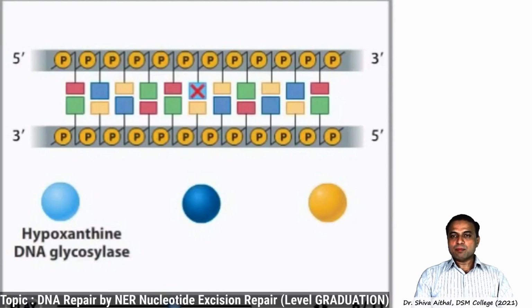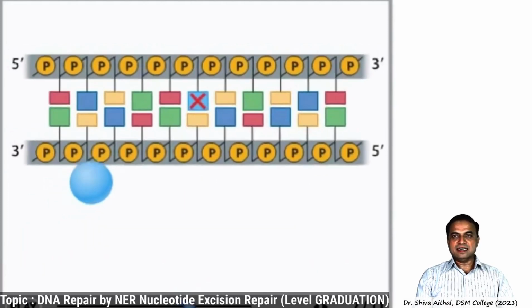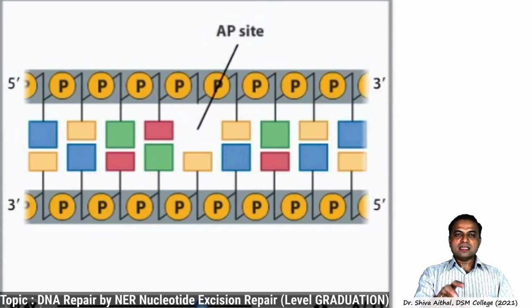So you can see here hypoxanthine DNA glycosylase is one, 3-methyladenine DNA glycosylase is another, and uracil DNA glycosylase is another. So this recognizes hypoxanthine, 3-methyladenine and uracil respectively when present in the DNA. The glycosylase then cleaves the bond connecting the damaged base to the deoxyribose in the phosphodiester backbone. The result is an intact phosphodiester backbone missing a base. This is called an AP site.